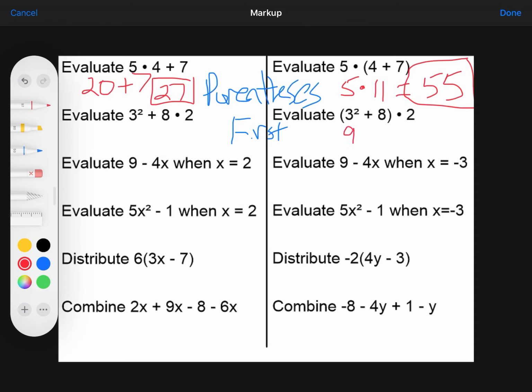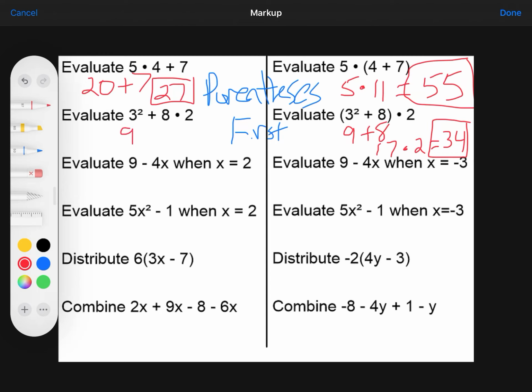First square, 3 squared is 9, plus 8. You're doing your parentheses, so you have to evaluate that to 17. Then take that times 2. Versus, on the right, easy, careful, do 3 squared is 9. But then be careful, you don't add 8.